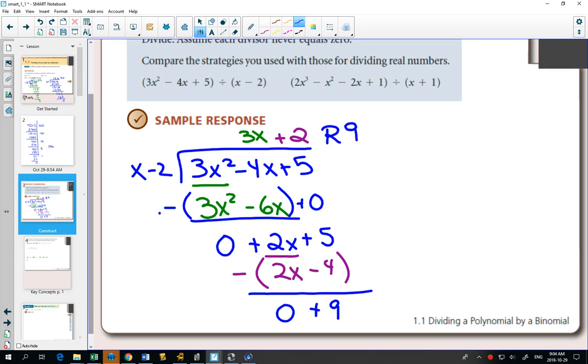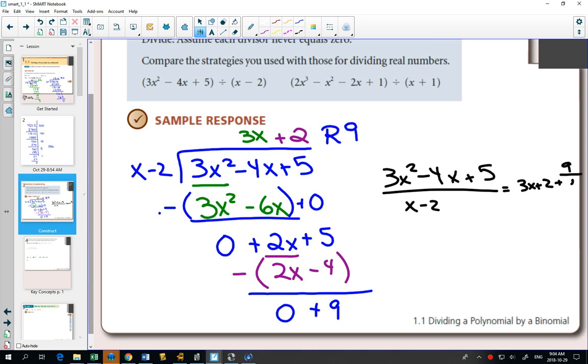And so what this means is that when I divide 3x squared minus 4x plus 5 by x minus 2, it's equal to 3x plus 2, but I still have 9 left that would need to be divided by x minus 2. That's left over. It doesn't work out perfectly. If it worked out perfectly, then the remainder would be 0.